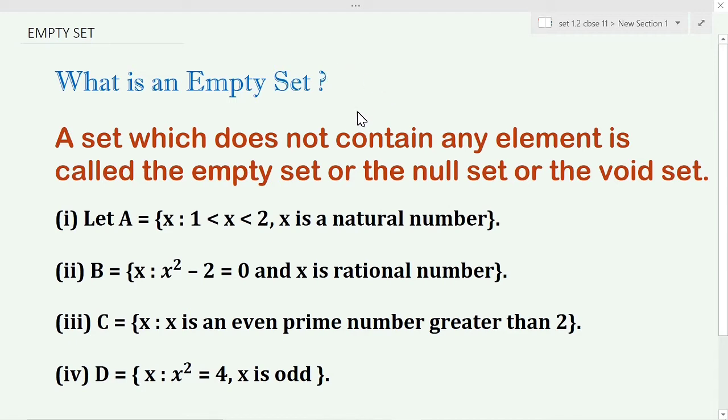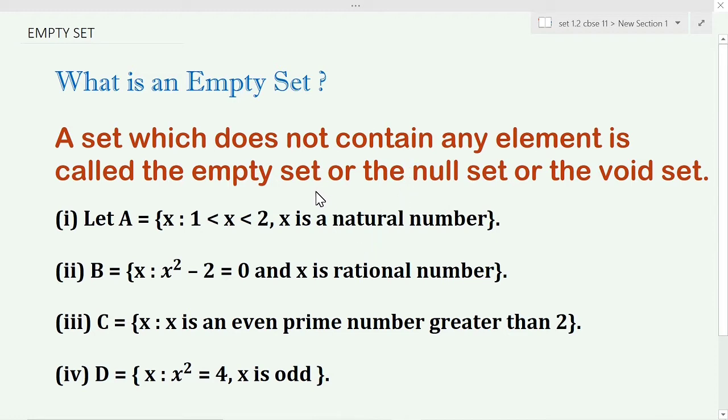So the first topic is the empty set. What is an empty set? A set which does not contain any element is called the empty set, or the null set, or the void set. Basically, a set which does not contain any element is called a null set, a void set, or an empty set.